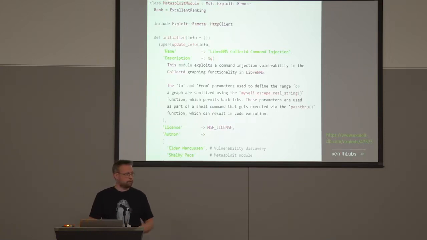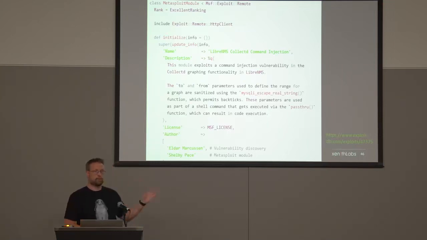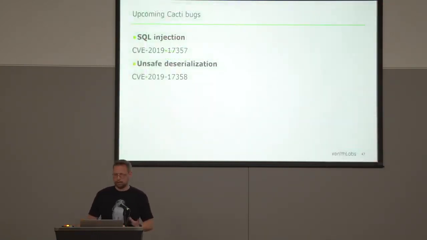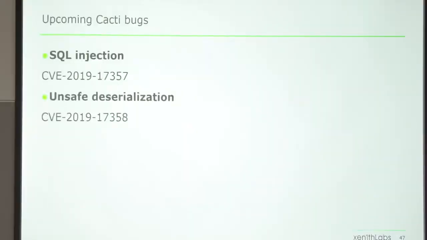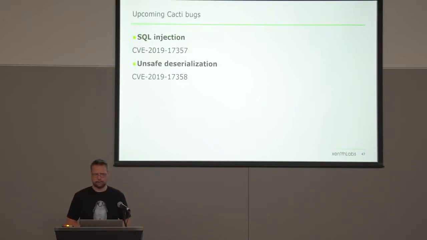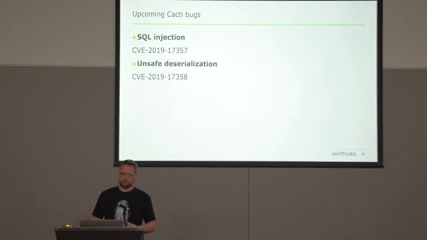So if you run LibreNMS or Cacti, please keep up to date on patches. Actually, LibreNMS supports automatic patching, which is really good. Unfortunately, most web software doesn't do this. Also, we've got some upcoming Cacti bugs. There's some SQL injection and unsafe deserialization. The deadline on this actually expired yesterday, but the patch isn't out yet, so I'm withholding the details for now. There will be some advisories coming out for this. They're both authenticated though, so unless it's CSRFable, they're not so critical.